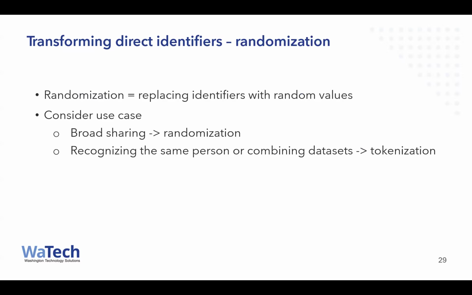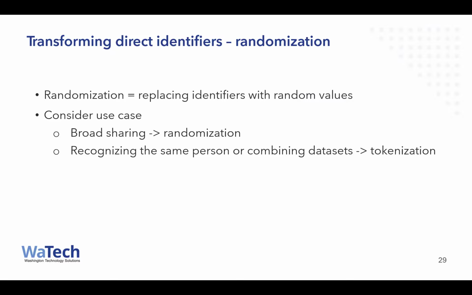The next thing that's less technical and I think more commonly seen, still focusing on those direct identifiers, is the idea of randomization. So this is where we're just replacing identifiers with random values, but it's not necessarily rising to the level of encryption. So again, here you want to consider what your use case is going to be. If you want to do broad sharing of the information, and you just want to get it out the door and have it not be identifiable, then randomization is probably the easiest method.